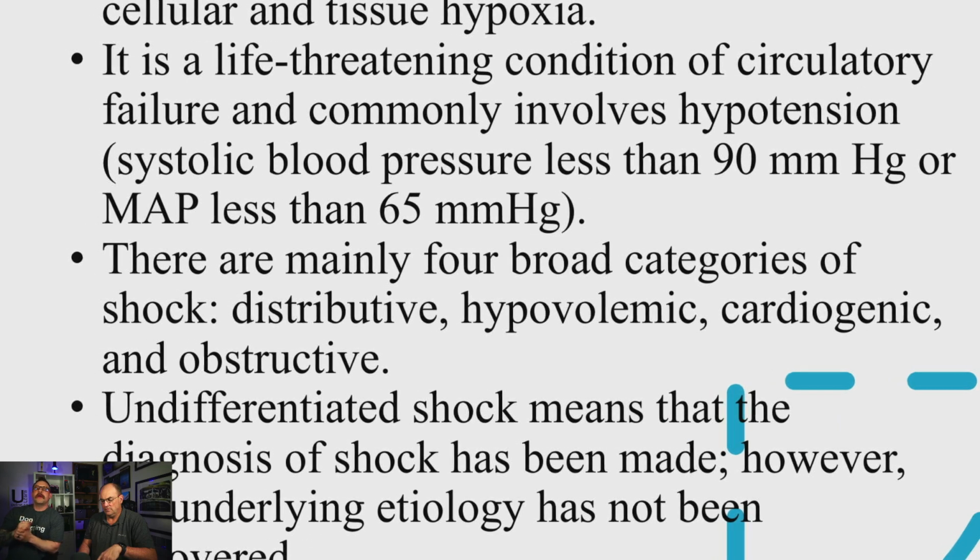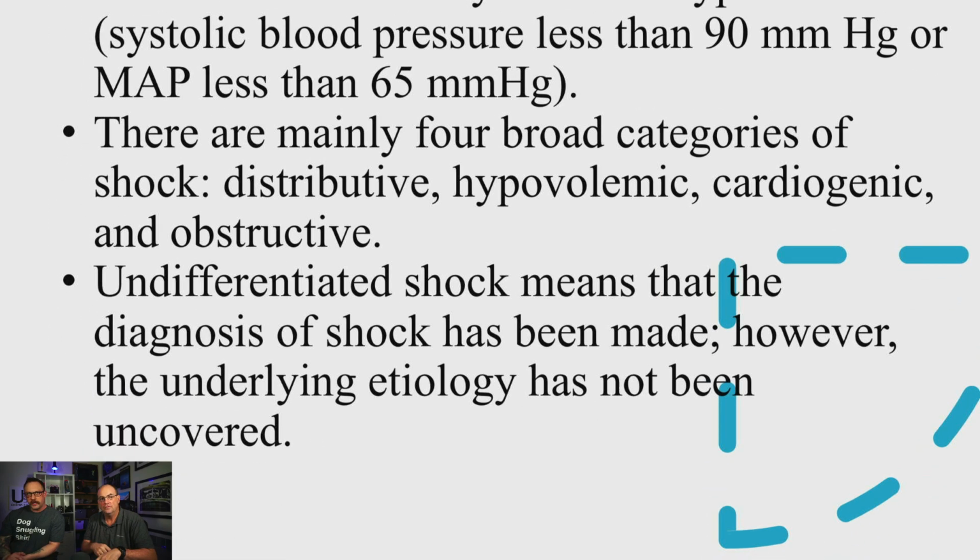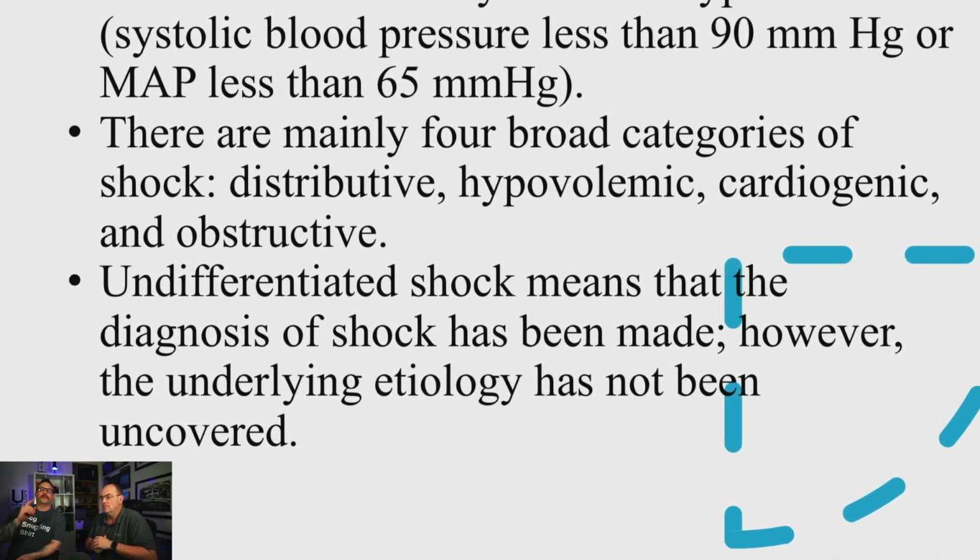Now, shock in the simple form, 4 categories. That's not a big deal. I can count to 4. It's one hand. But like I said, we're going to subdivide this. But when we look at these 4 main categories, we've got distributive, which we're talking about today, hypovolemic, cardiogenic, and obstructive. So we'll look at those other 3, you know, at a different time. But today we're going to focus on distributive.